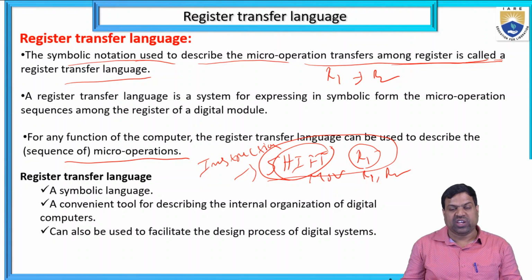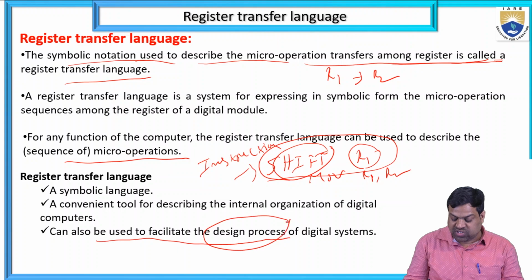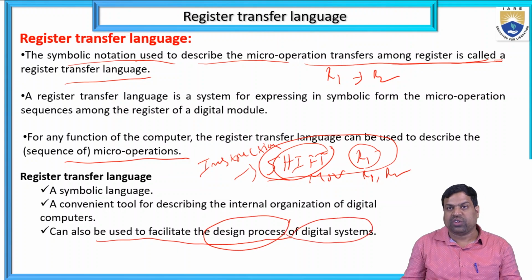Register transfer language is a symbolic language. The expressions are in symbolic notation, and it is a convenient tool for describing the internal organization of digital computers, and it can also be used to facilitate the design process of digital systems. Okay, for the design process of digital systems also we are using the register transfer language.